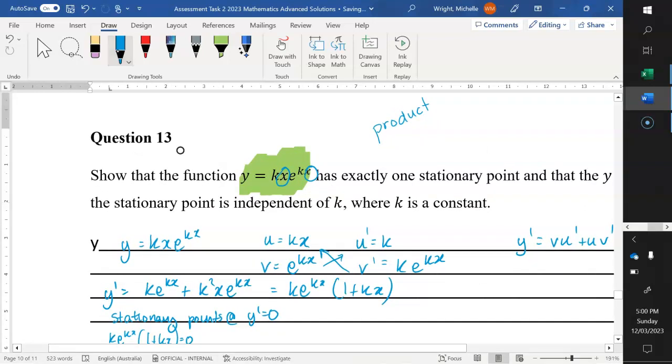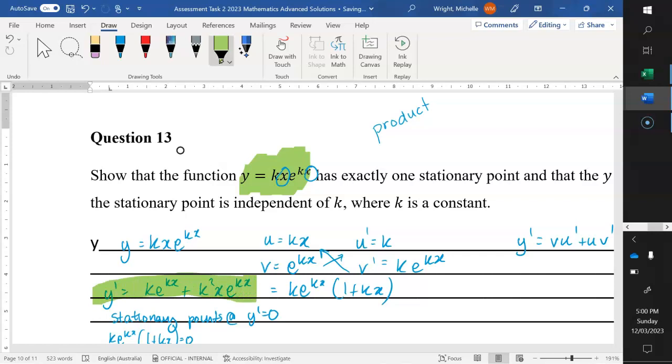V du dx, so I get k e to the kx plus u times dv dx. So the k's are going to multiply together. I'm going to get k squared x e to the kx. So now I have my first derivative.